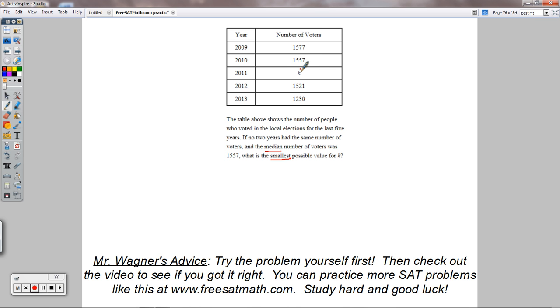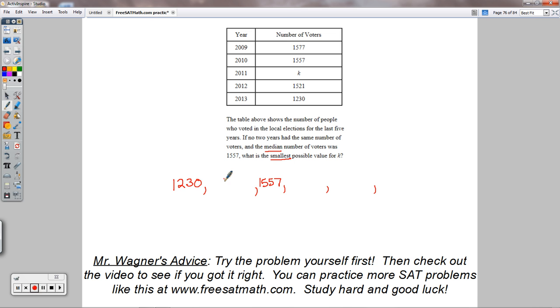So here's K, and I'm finding the median of these numbers. So I'm going to put them in order, going from least to greatest, and I know that the median, the middle number in other words, had to be 1557. So I'm going to place 1557 smack dab there in the middle. So I've got other numbers to fill in there. I've got 5 numbers, putting them in order.